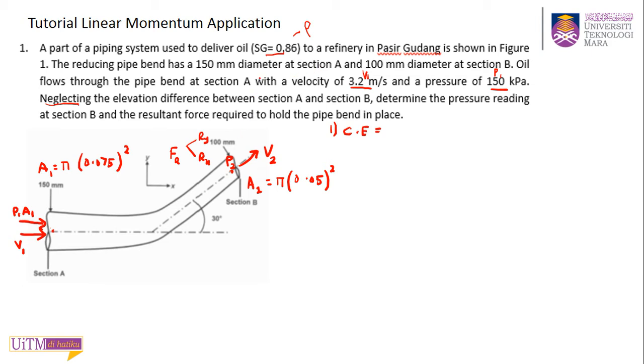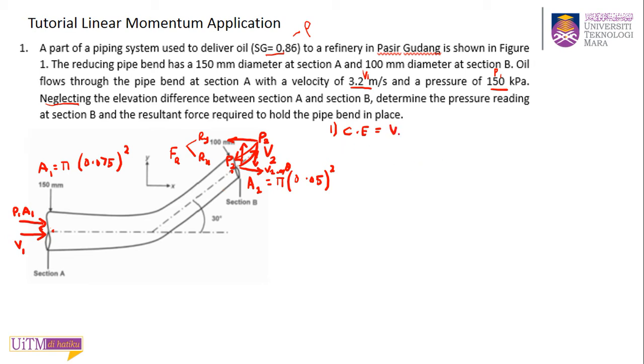And you have the P2, because it doesn't mention that it's released to the atmosphere. So you have the P2 against this volume, and because of this angle, you have V2 cos theta and V2 sin theta, and you have your P2 cos theta and P2 sin theta. So this is all your forces and your velocities.